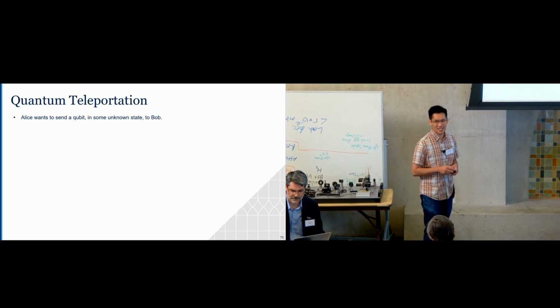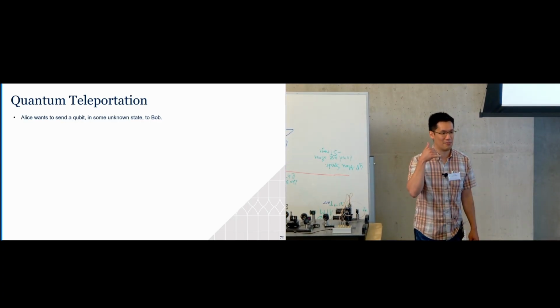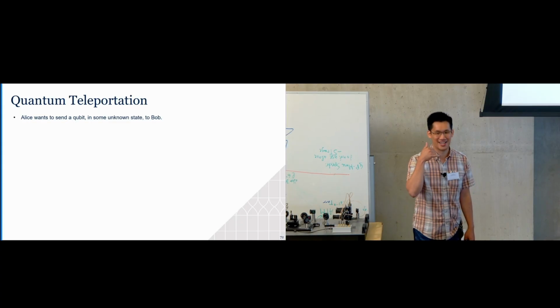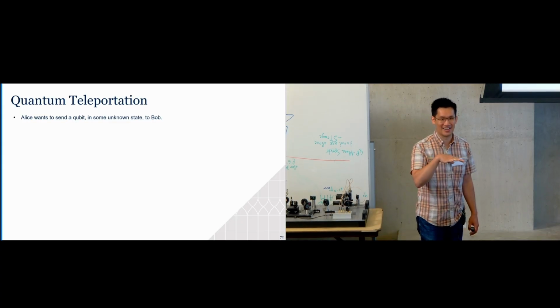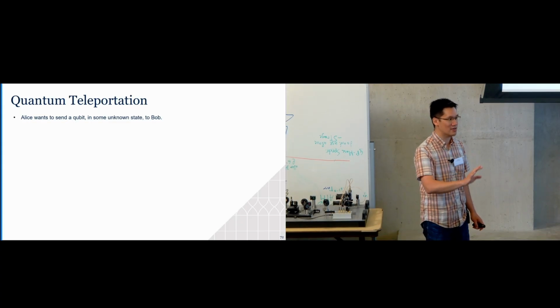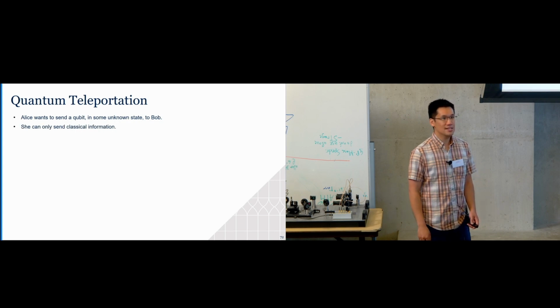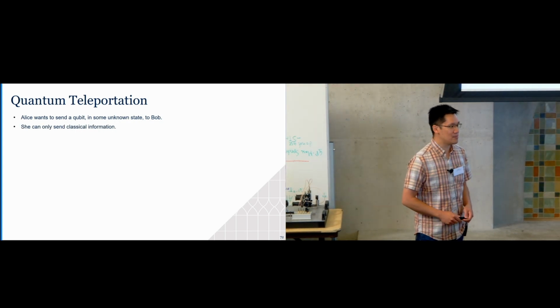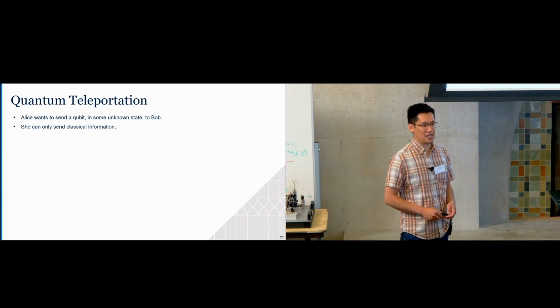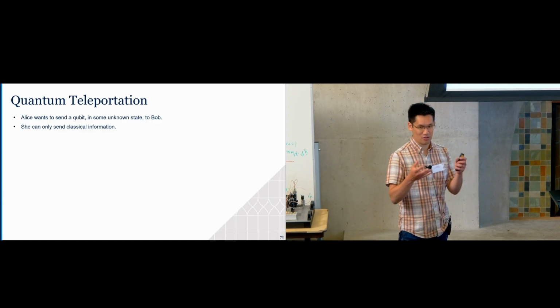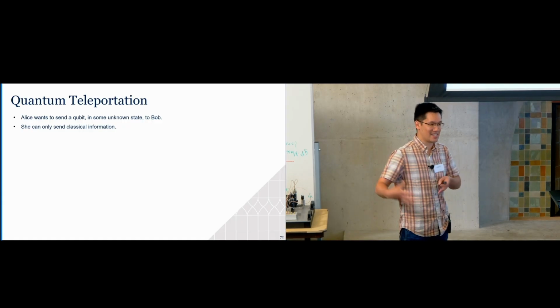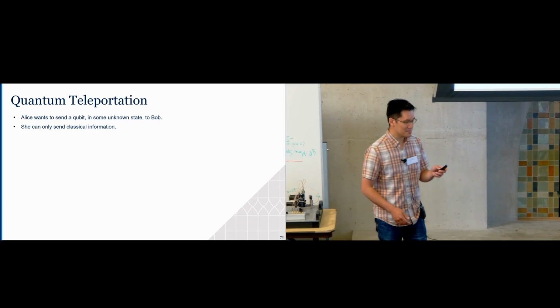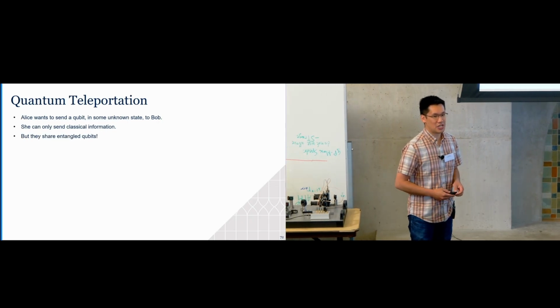If it's like the plus state, she can just call Bob on the phone and be like, hey, Bob, make a plus state. And Bob's like, okay, I can do that. The idea is that she doesn't know what it is, and she needs to send it to Bob somehow. And so we're going to assume that she can only send classical information. So she can't take the qubit, put it in a box, and like FedEx it to Bob. But they do share entanglement.